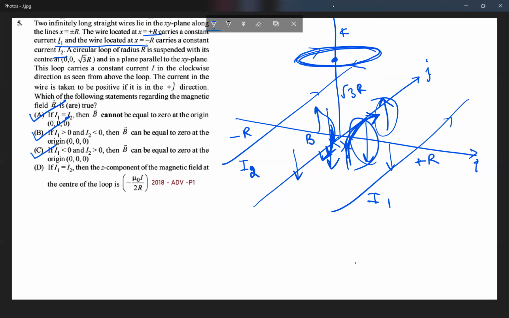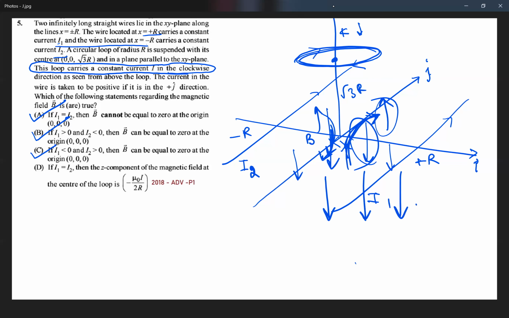However, if you notice, it doesn't allow us to adjust the current on our own. The current in the loop is constant and it is fixed in a clockwise direction. So if the current is fixed in a clockwise direction as seen from the top, it means that the magnetic field is always going to be downward. If the magnetic field is always downward, it cannot cancel a downward facing magnetic field. So if I1 is less than 0 and I2 is greater than 0, then B can never be equal to 0, because both of the magnetic fields are going to be in the same direction. So this is not possible.